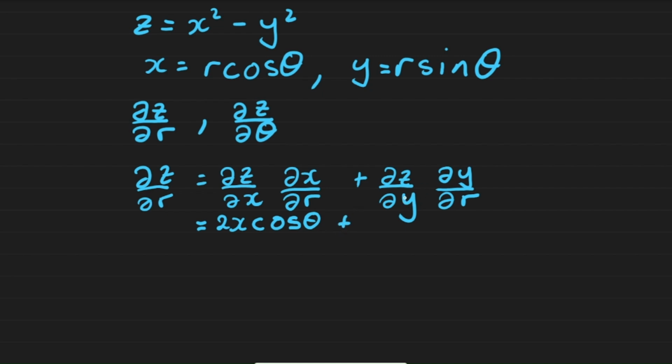Doing the same for the second term, ∂z/∂y, x squared is a constant, so that becomes 0, and the derivative of minus y squared is just minus 2y. So we have minus 2y. And ∂y/∂r, again, this is just going to be sine theta. The r derivative of r is 1. So we can substitute x and y inside this equation. x is equal to r cos theta and y is equal to r sine theta. So we can put these things inside.